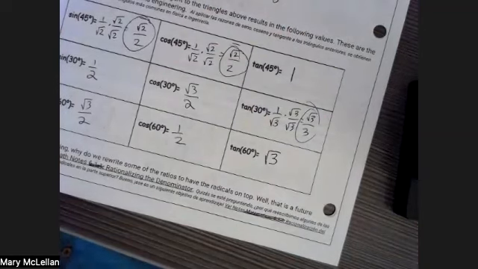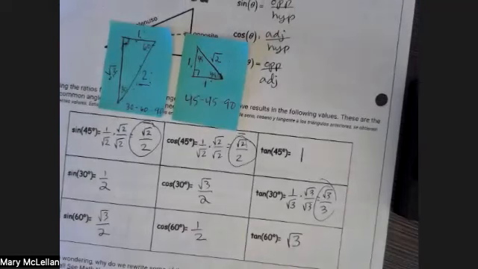So what did we learn today? Well, we reviewed applying our special right triangles to similar triangles and solving for missing sides. We reviewed using the Pythagorean theorem to solve for missing sides in right triangles. And we defined Pythagorean triples. And we identified sine, cosine, and tan for all of the angles in our special right triangles. That was a lot.